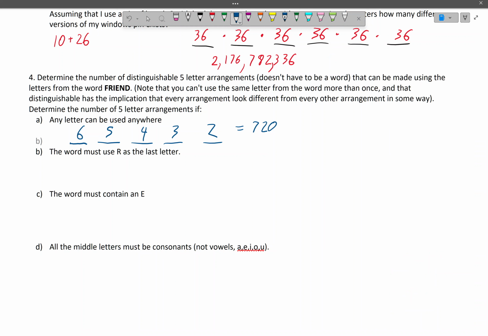Okay, if the word must use R as the last letter, when we recreate this, there are still 5 spots, but R must be here. So there's no other option for that spot. So that is a 1. So what we can do is look at the rest of the letters. Well, if we've used R already, now we have 5 options. 4, 3, 2. So we've decreased our options here. So this is 6 times 20, so 120.